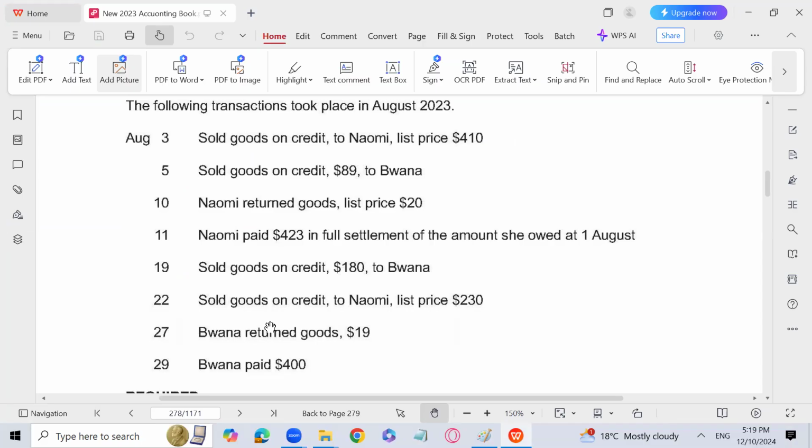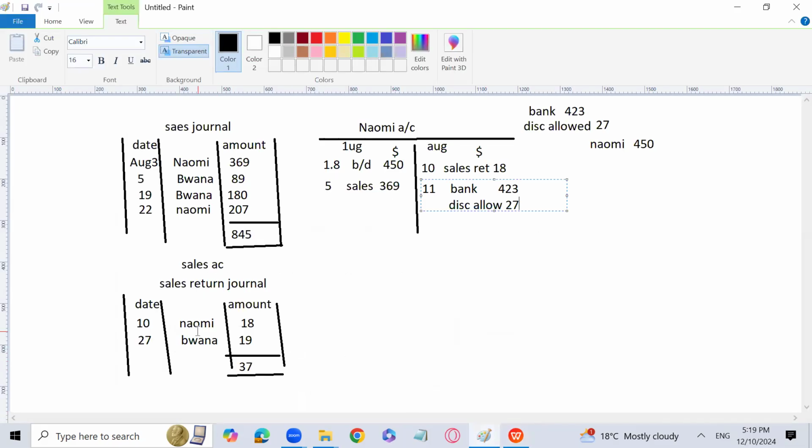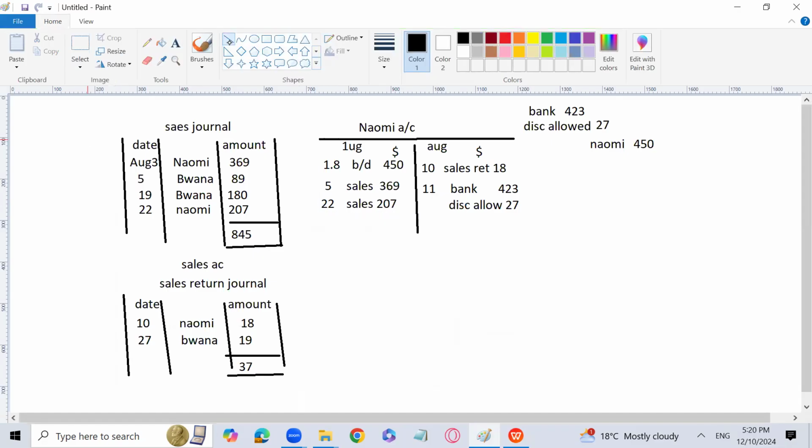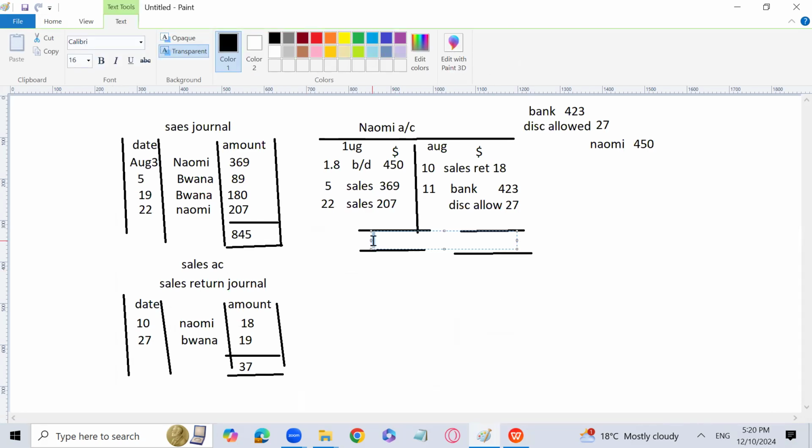Next, there is no Naomi account. Again, sold goods on credit to Naomi, list price 230. So Naomi debit and sales credit. So Naomi is going to be debited by 207 because of the reduction of trade discount because of sales. The amount is 207. Now I will go for the total because no other entries have been passed regarding Naomi in the question. Debit side is heavier. I will go for the total of the debit side.